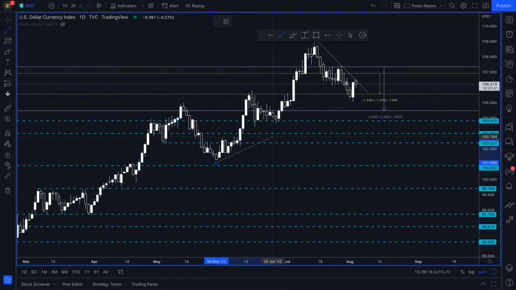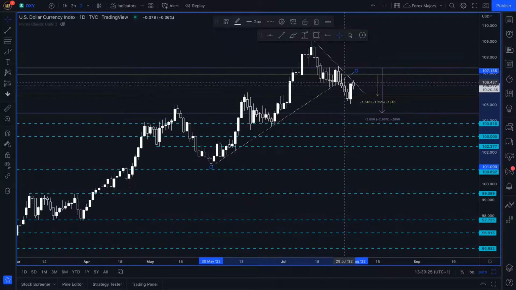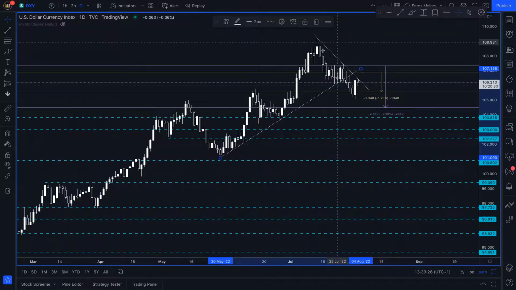Then we had a pullback beginning in the dollar that was really confirmed with the FOMC meeting. Now, the FOMC meeting had the Fed basically say, we're now going to a meeting by meeting basis. In other words, they're saying, we're not automatically going to be hiking interest rates now.